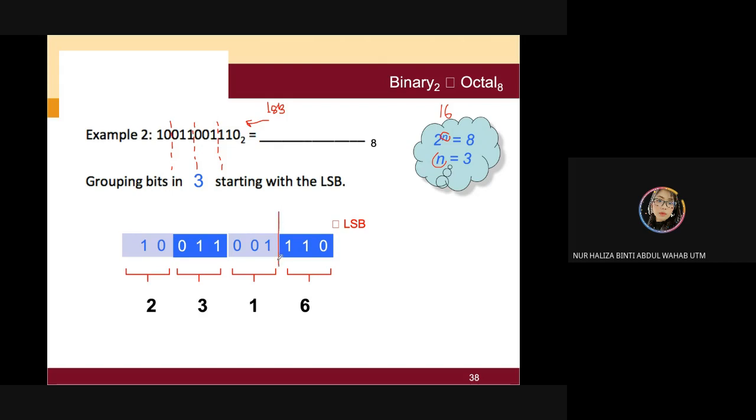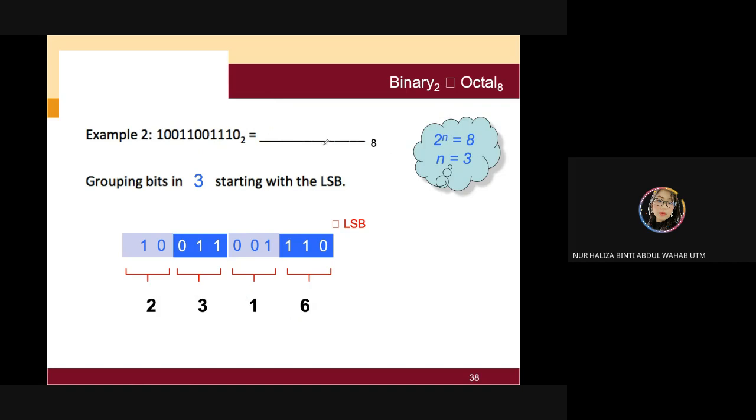For this part in decimal, the value will be 6. This one in decimal will be 1, this will be 3, this will be 2. Supposedly there is a 0 over here. So you get your answer directly without converting to decimal first. If you want to convert to decimal, it will take longer. So you will get 2316 octal.